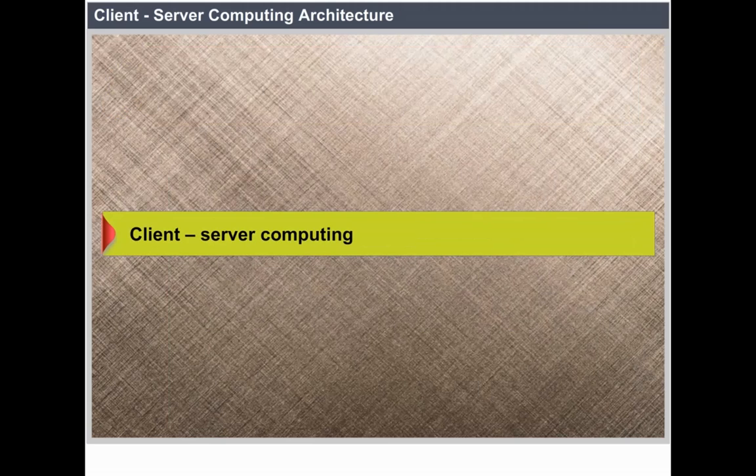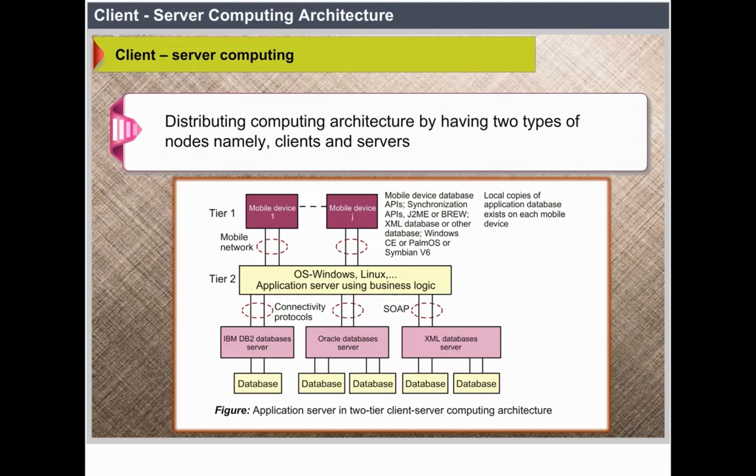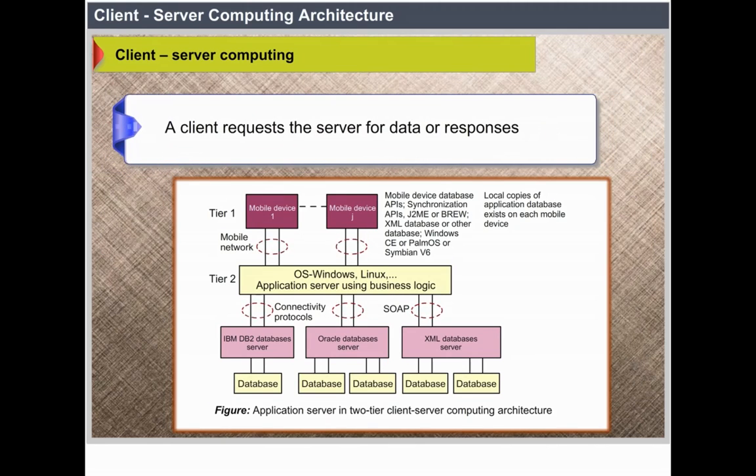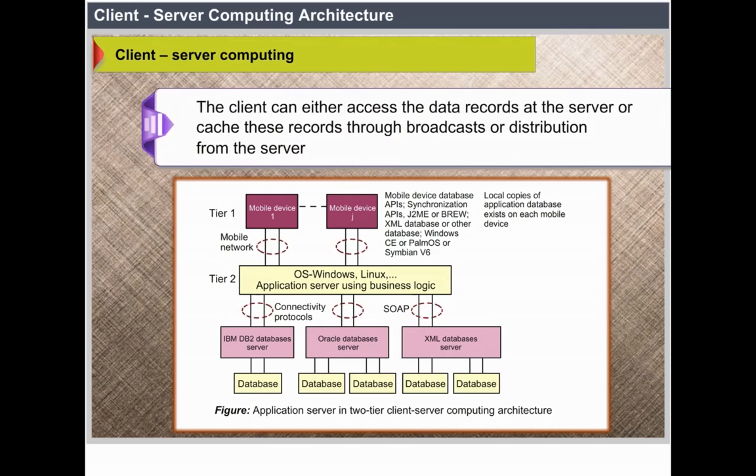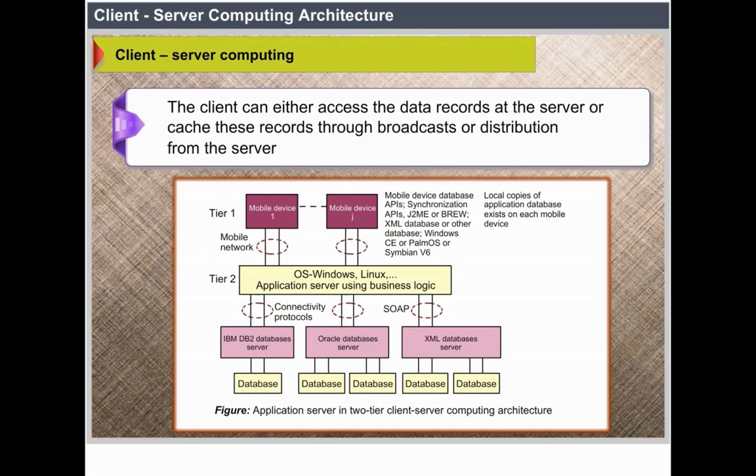Client-server computing. Distributed computing architecture with two types of nodes, clients and servers. A client requests the server for data or responses. The client can either access the data records at the server or cache these records through broadcast or distribution from the server.